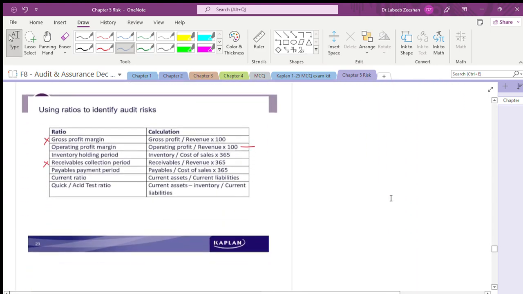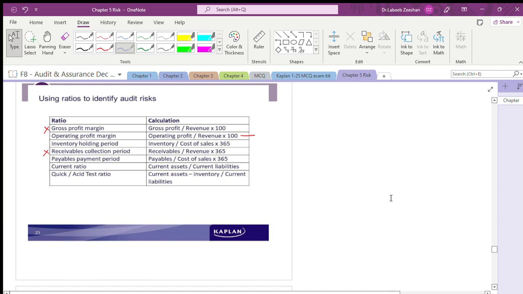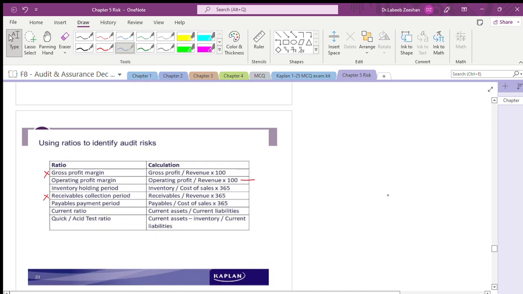What they say, we are going to say that inventory holding period. Point number 2, right? I am putting numbers, so don't get confused. Inventory holding period. What is the formula for that? Inventory divided by cost of sales times 100.